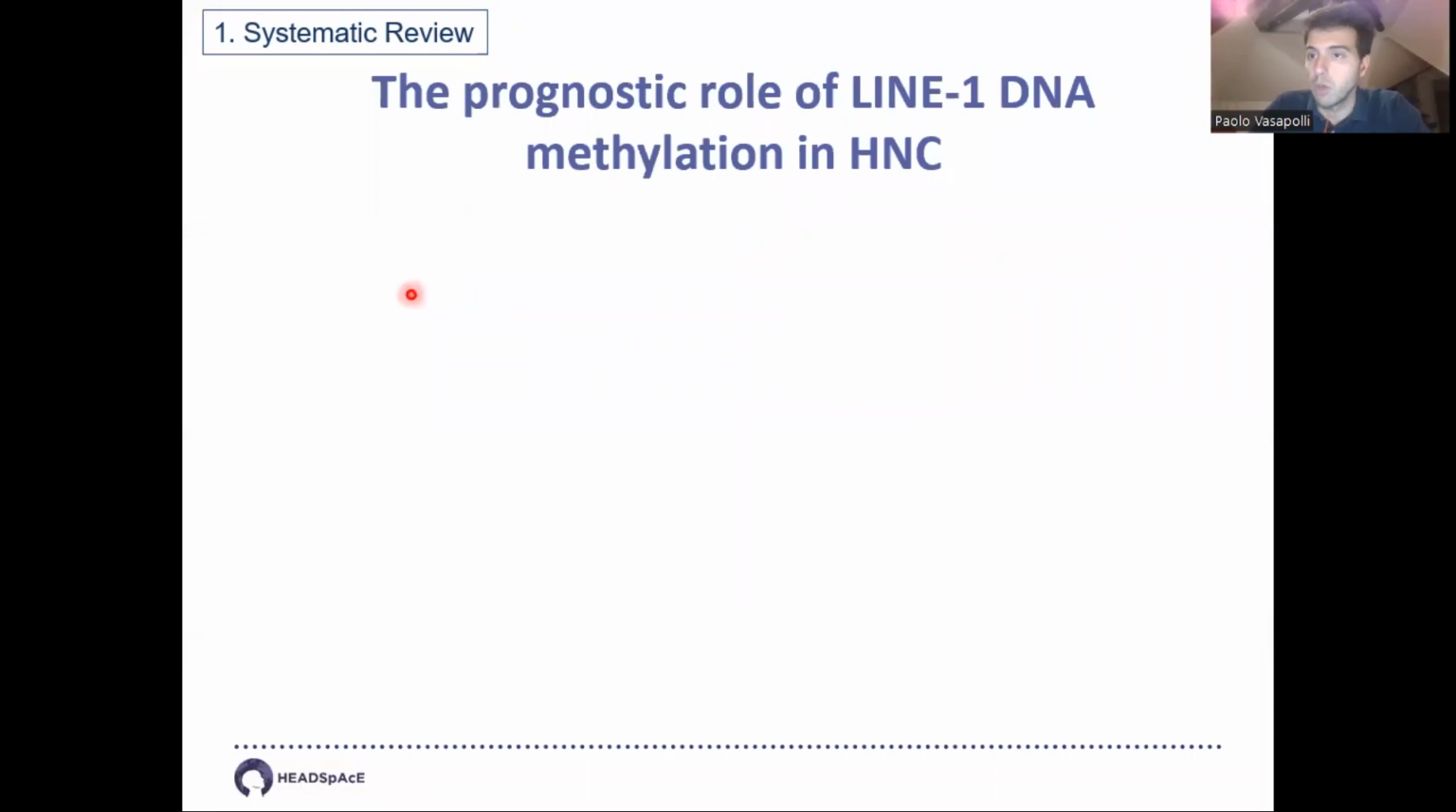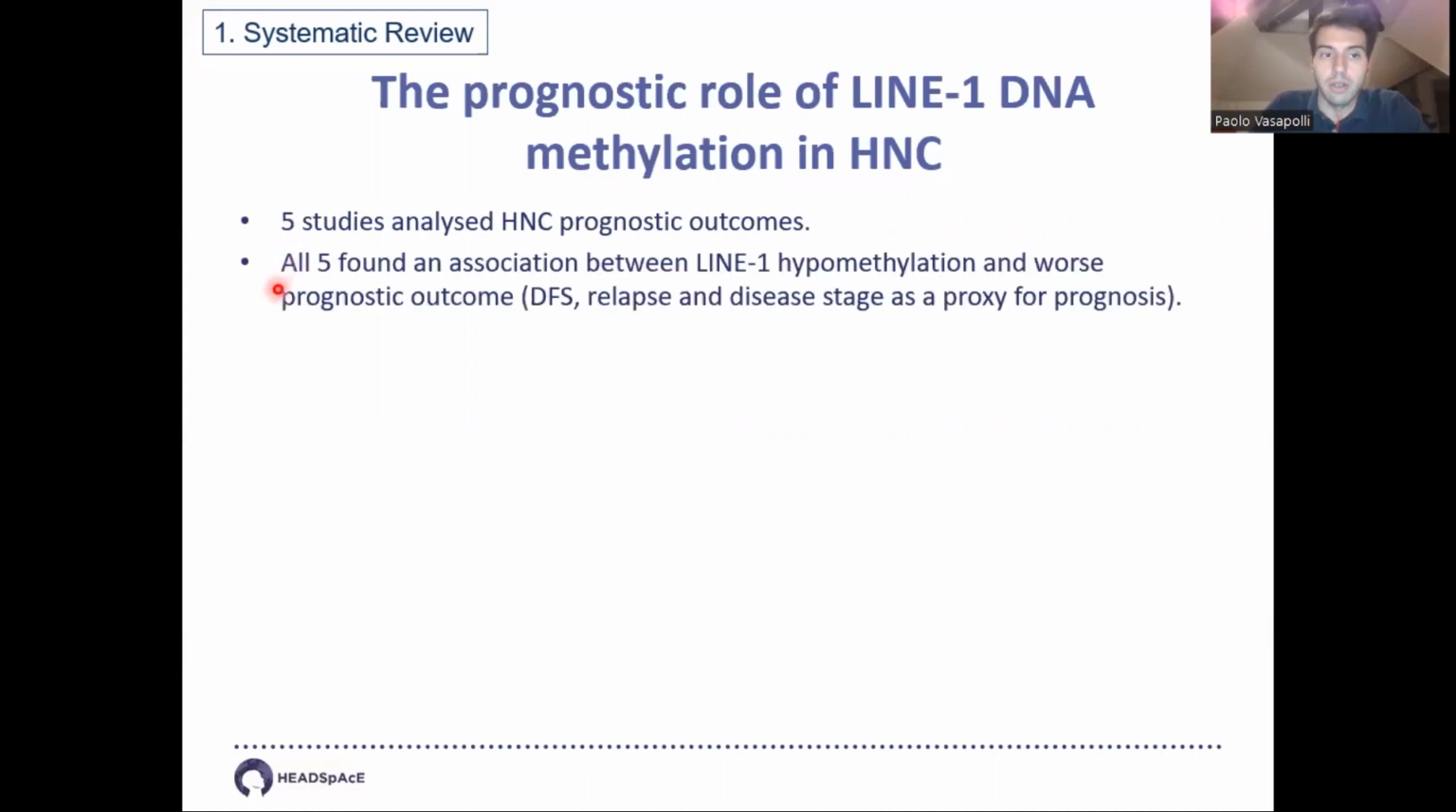Another important result that we were looking for is the prognostic outcome related to the LINE-1 DNA methylation. What we observed is that in 5 out of 10 of these studies, there was a result related to the prognostic outcome. In particular, all 5 of them found an association between LINE-1 hypomethylation and a worse prognostic outcome, in particular with disease-free survival, relapse, and a disease stage which was used as a proxy for prognosis.